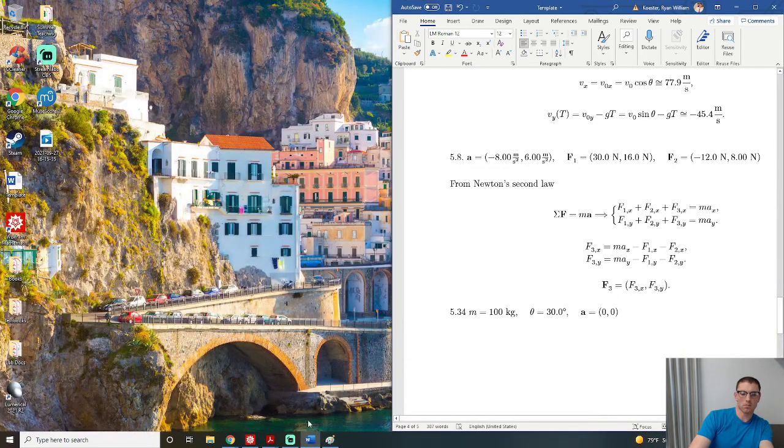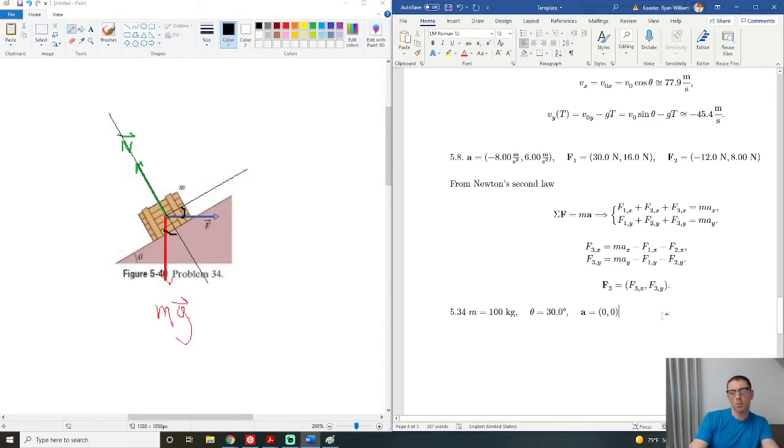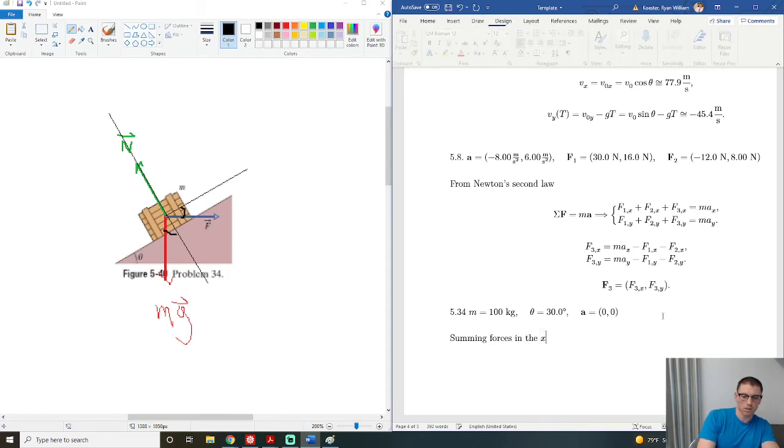Okay, let's solve this then. Actually, I think I still need this. So the blueprint here is right, just sum forces. If you have a problem involving Newton's laws and you don't really know what to do, it's never a bad idea to just start summing forces. So let's talk about summing forces in the x direction.